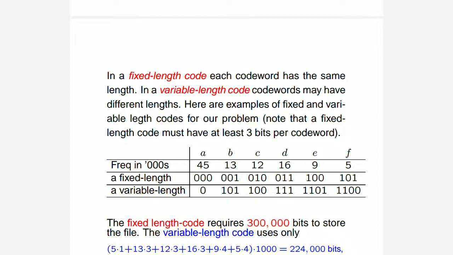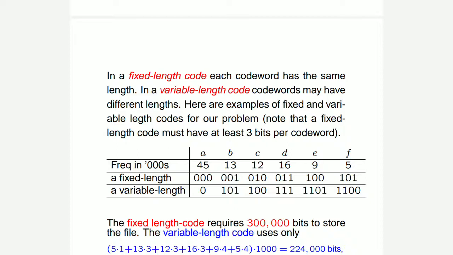In a variable length code, code words may have different lengths. Here, for example, we have A, B, C, D, E, F. These are the different characters that we have. If we have a fixed length, all 6 characters will have the same length. Look, A has 3 bits, B has 3 bits, C has 3 bits, D also has 3 bits, E and F also have 3 bits.